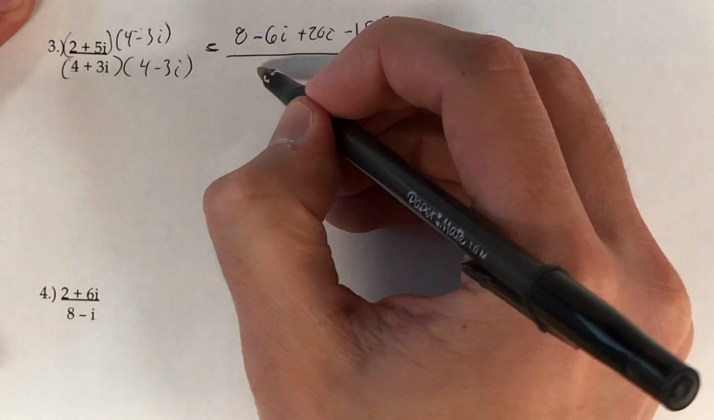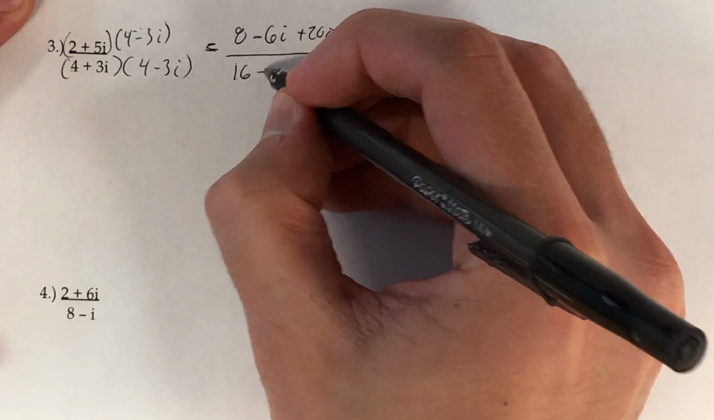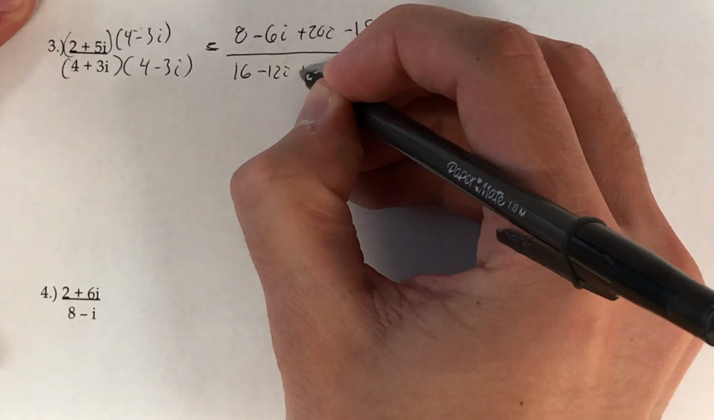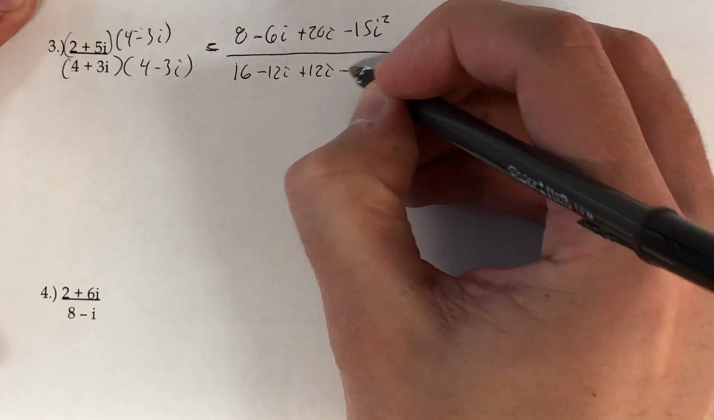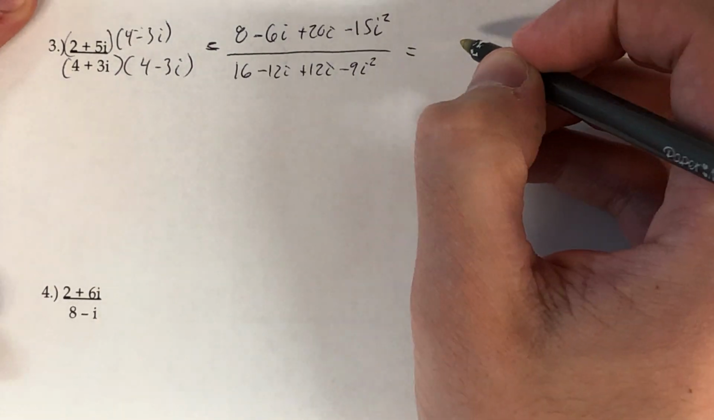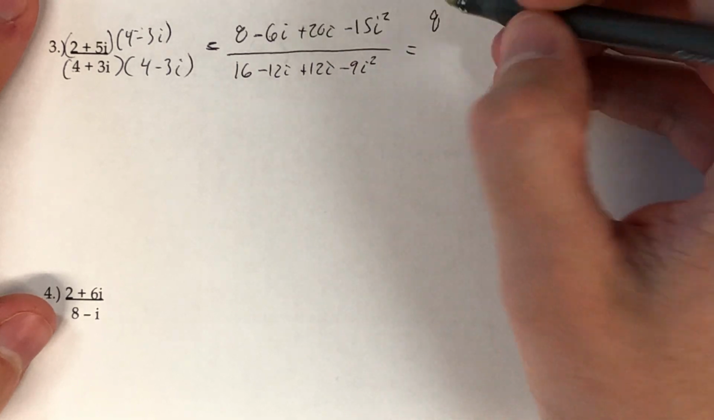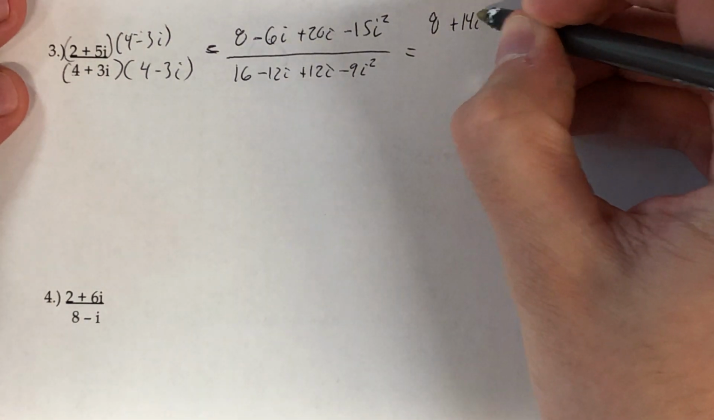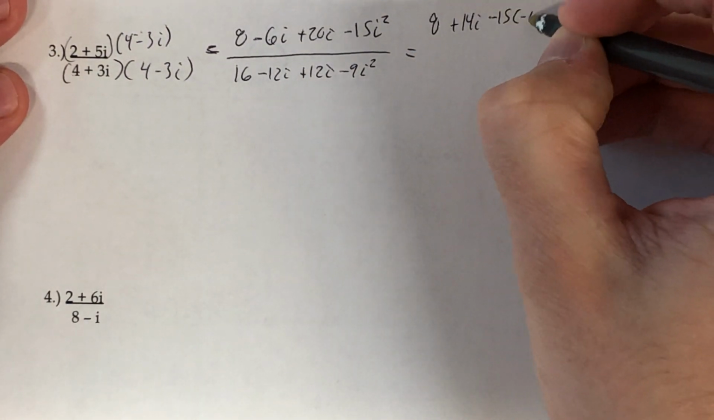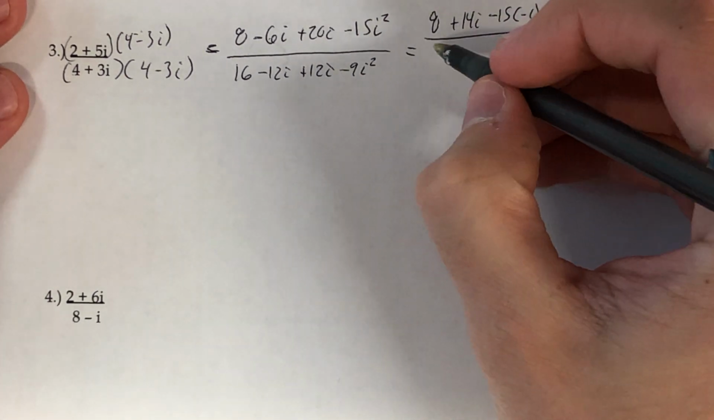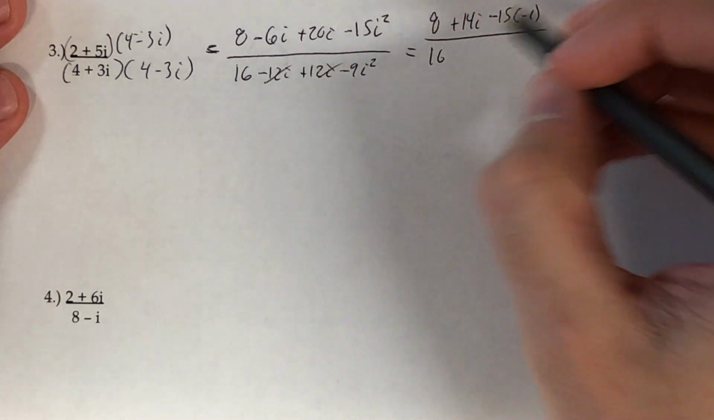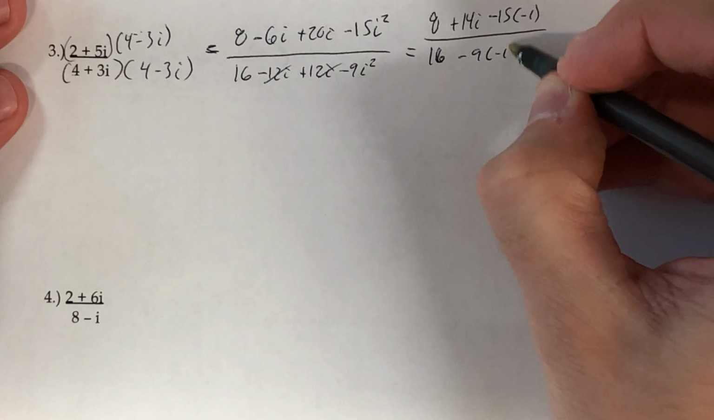On the bottom, 4 times 4 is 16. 4 times negative 3i is negative 12i. 3i times 4 is 12i. And 3i times negative 3i is negative 9i squared. Combine some like terms. So negative 6i plus 20i is 14i. Substitute in negative 1 for i squared. Those i's cancel. We have 16 minus 9 times negative 1.